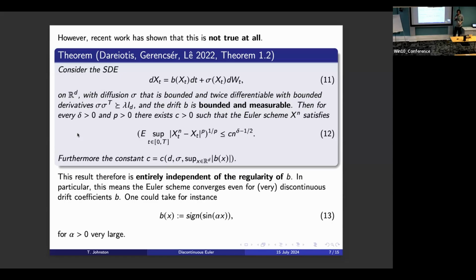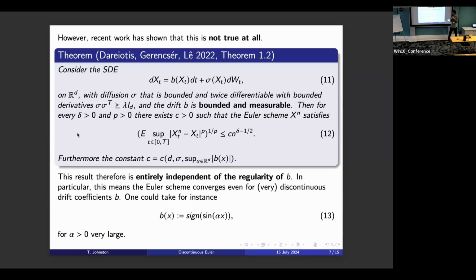All one asks of the drift is, for one, that it's bounded, which is a strong restriction. But apart from that, just that it's measurable. So the drift can be arbitrarily discontinuous, arbitrarily strange. But yet one recovers a result which is very close to the classical result for the Euler scheme. We almost recover the rate 1/2. We have a delta of error, but we recover convergence of the Euler scheme at rate 1/2 minus. And furthermore, the constant doesn't depend at all on the regularity of B.